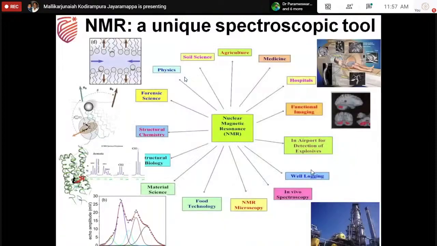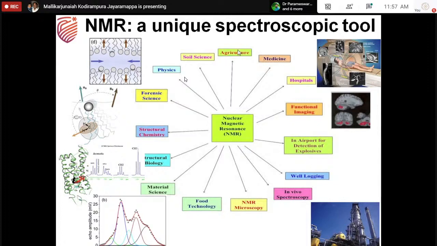Now, let us try to understand what concepts people are studying using NMR as a spectroscopic tool. As we are already aware, this is an MRI image. In hospitals we are doing it, and there is functional imaging. We use it for different purposes. And a component of NMR, NQR, can be used for detecting explosives. And if you come back to the left-hand side, these are the things.